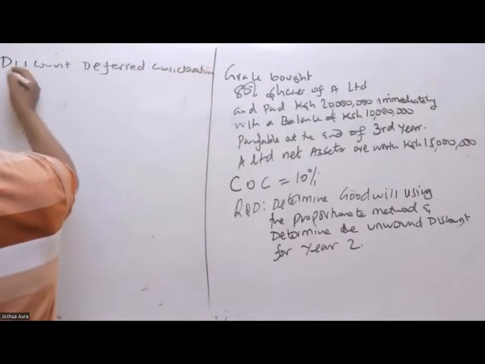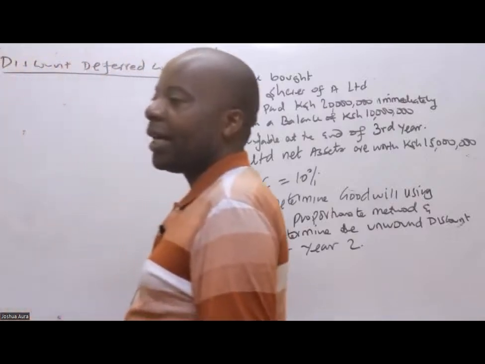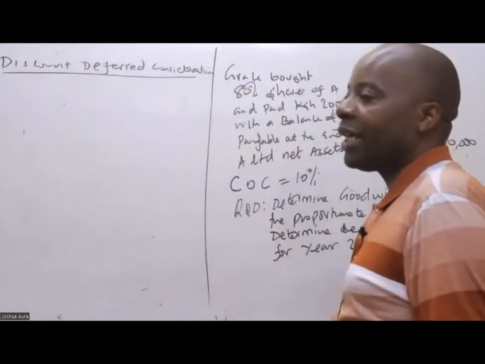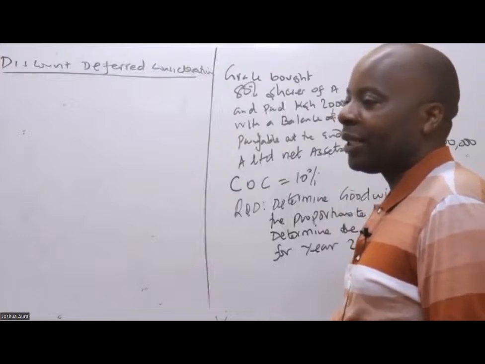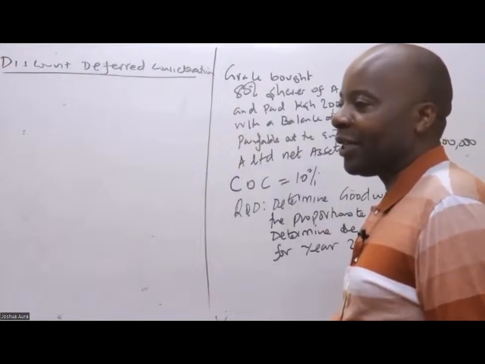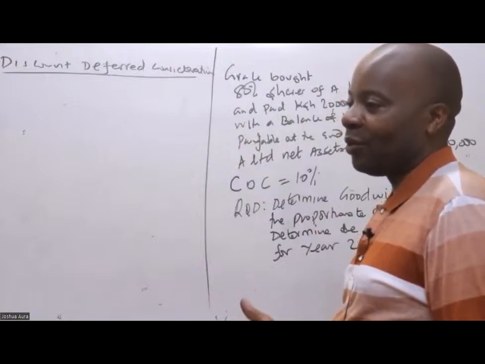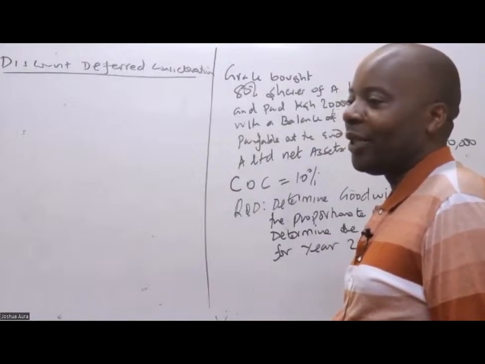Now when I'm discounting this deferred consideration, the first thing I need to ask myself is, is this 10 million payable at the end of the 3rd year an annuity? Is it really an annuity? You understand the meaning of annuity? You guys are doing advanced financial management. Is it something like Grace will be paying every year uniformly? No. It's a lump sum amount.